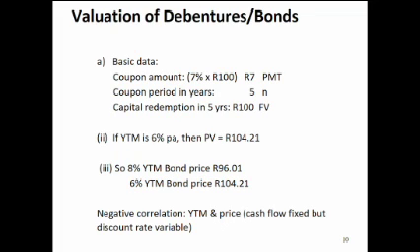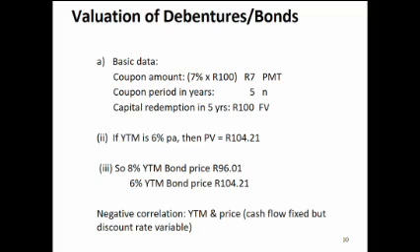If we look at the second part of A, here we want to know what would you be prepared to pay if similar bonds are trading at a yield to maturity of 6%. So the information for the bond is the same. The bond has a face value of 100 Rand, and our coupon payment will be calculated by taking our coupon rate of 7% and multiplying this by the face value of 100 Rand. So this is going to give us a coupon payment of 7 Rand per year.